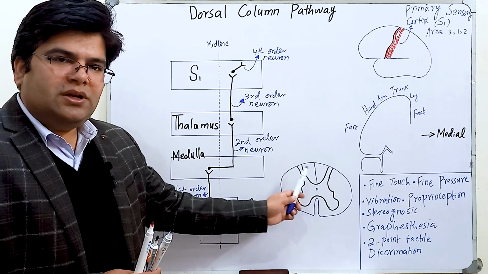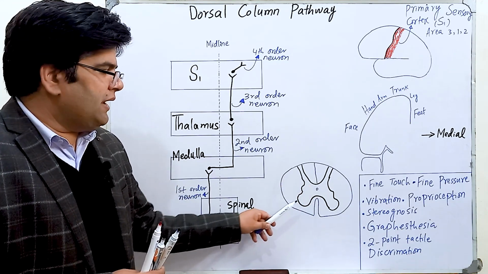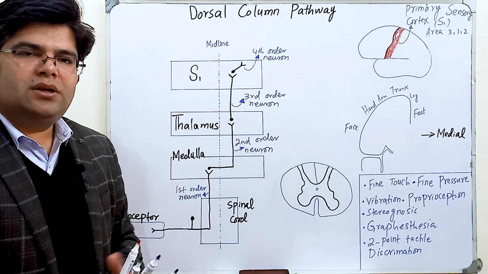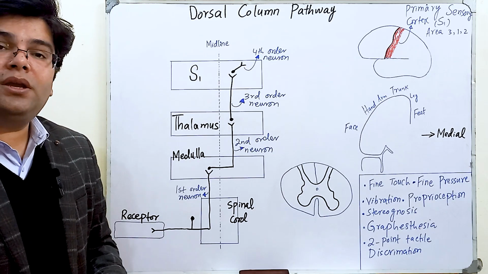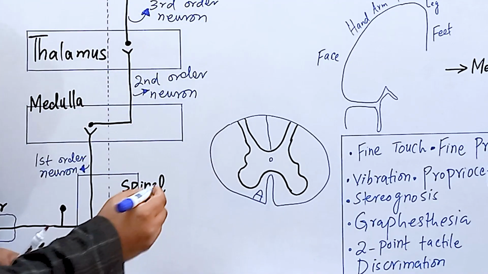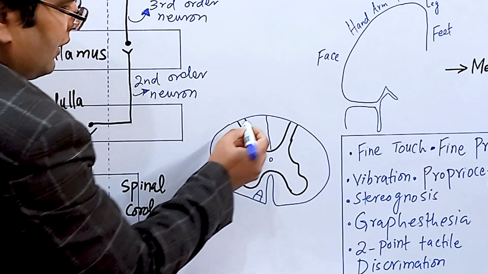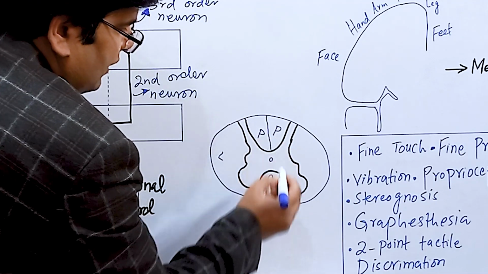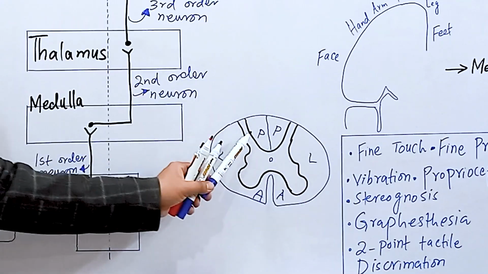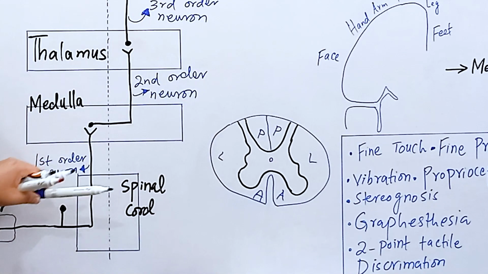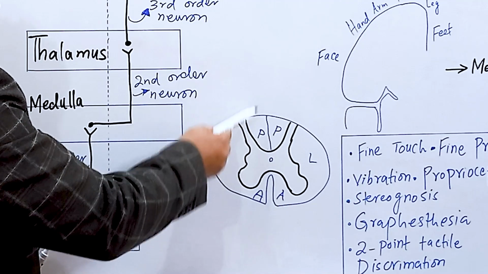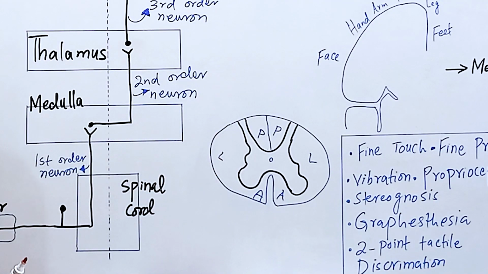The gray matter in the spinal cord is butterfly shaped, which is organized into anterior, lateral, and posterior horns. The white matter in the spinal cord is organized into three columns, which are the anterior white column or ventral white column, the lateral white column, and the posterior white column. And keep in mind, these columns and horns are present on both sides. The posterior white column is also called the dorsal column. So this dorsal column pathway, when it is passing through the spinal cord, goes through the posterior white column or the dorsal white column of the spinal cord.